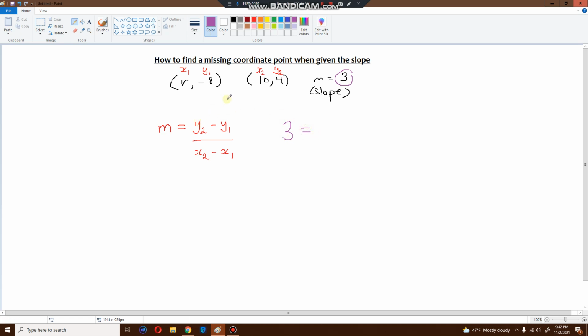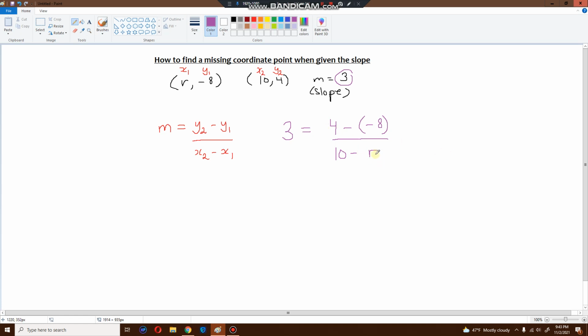You see that? My y2 is right over here, and that is 4. Minus, and my y1 is a minus 8, which I'll write in parentheses. Okay? Divided by, my x2 value is 10 minus, and my x1 value is r. You see that? That is our step. We simply substitute the numbers and the variables in the right spot.